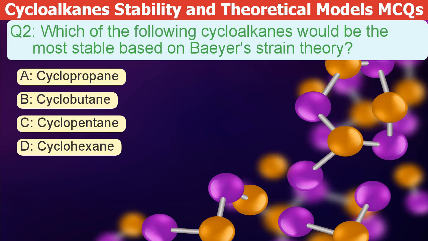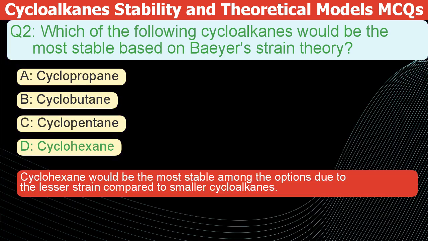Which of the following cycloalkanes would be the most stable based on Baeyer's strain theory? A. Cyclopropane. B. Cyclobutane. C. Cyclopentane. D. Cyclohexane. The correct answer is D. Cyclohexane is the most stable because it has less strain than smaller cycloalkanes.